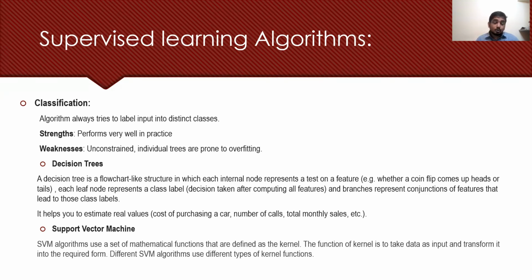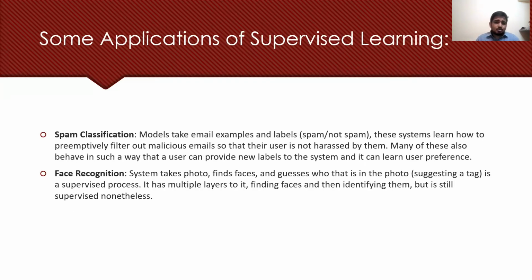Now there are other algorithms known as support vector machines. So what are support vector machines? Support vector machines, or SVM, use a set of mathematical functions which are called kernels. The function of the kernel is to take the input and transform it into the required form. So if we require the input data in another form, SVM is used to change that form. Different algorithms use different types of kernel functions to adapt to the types of data we are using.